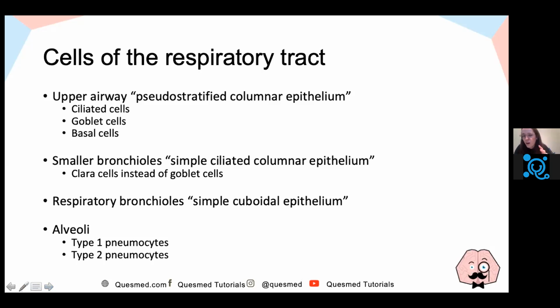And then we have various different cells, immune cells like macrophages and things like that within each of these areas as well. Our type 1 pneumocytes are the ones that are responsible for gas exchange, and our type 2 pneumocytes are the ones that are responsible for producing surfactant. So they help with lung compliance.